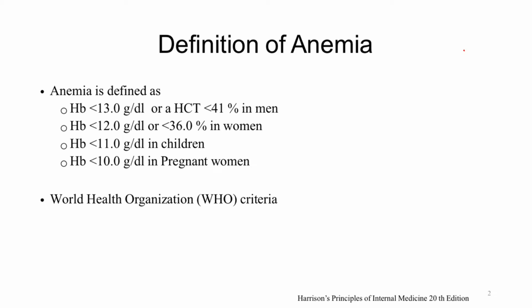As per WHO criteria, anemia is defined as Hb less than 13 grams per deciliter or hematocrit less than 41% in men, Hb less than 12 grams per deciliter or hematocrit less than 36% in women, Hb less than 11 grams per deciliter in children, and Hb less than 10 grams per deciliter in pregnant women. This is as per WHO criteria.